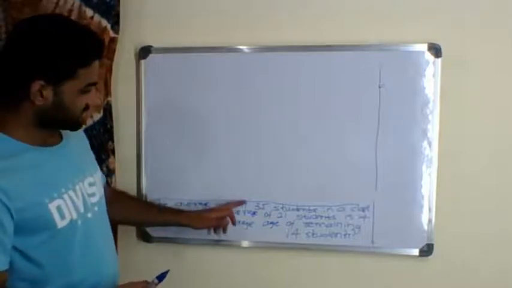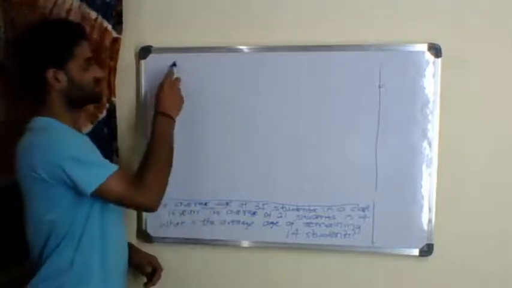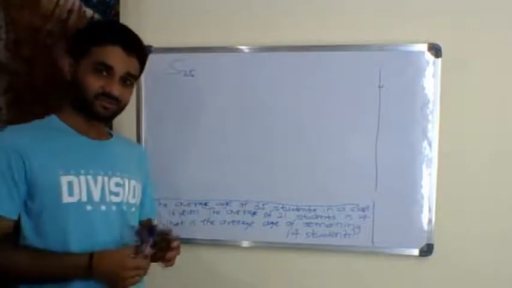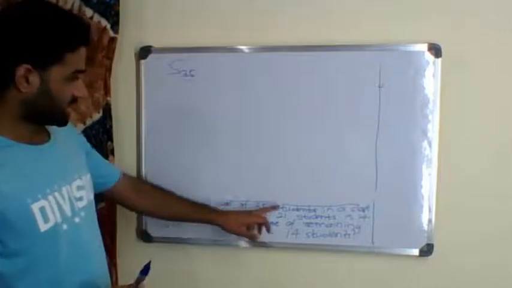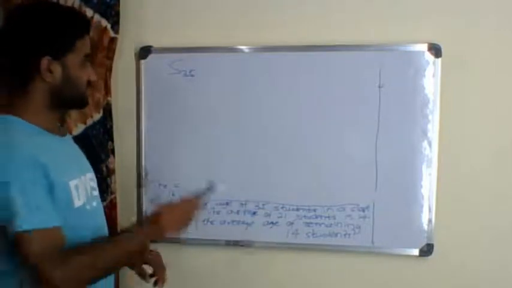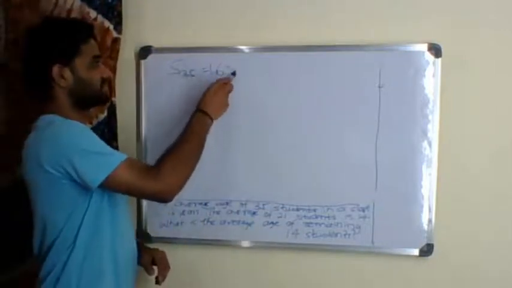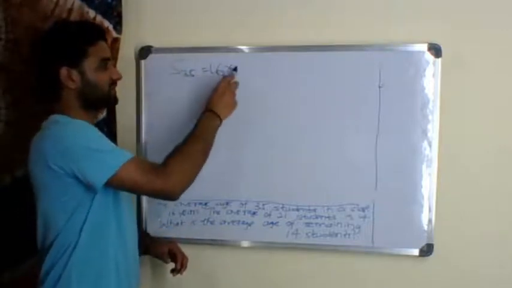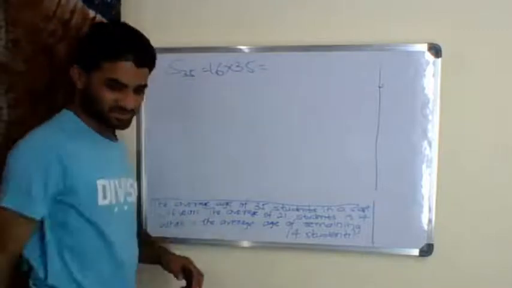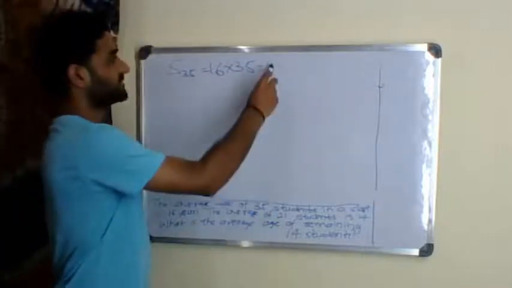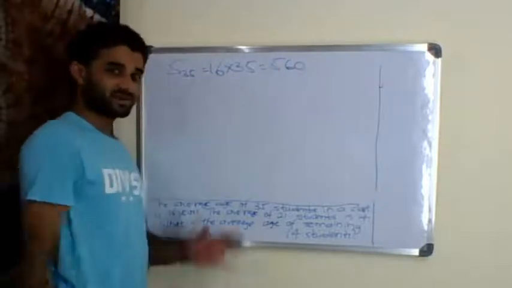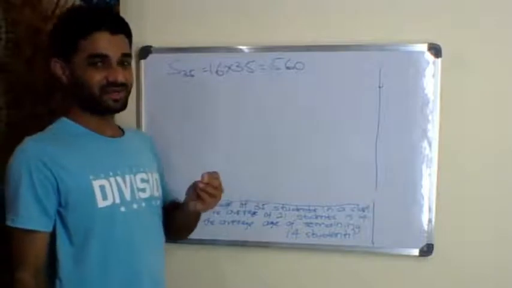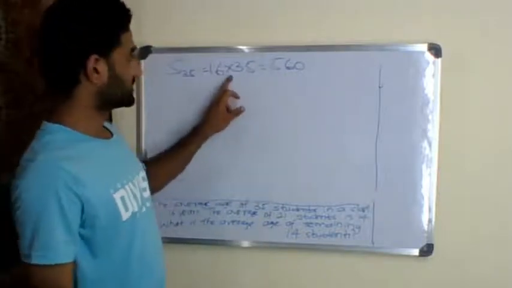The average age of 35 students. So I need the sum of ages of 35 students in the class, and the average is 16 years. If 16 is the average, the sum of ages of all these 35 will be 16 into 35. Ready-made in the sense, not the formula I am telling you, just the product is simple basic math. We will save some time. 16 into 35 is 560.